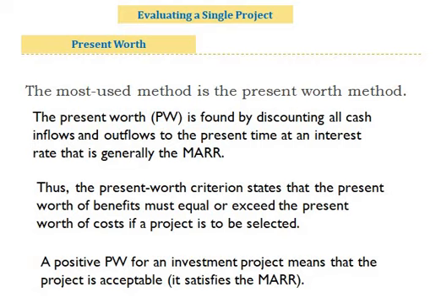The most used method for evaluation is the present worth method. We have learned previously how to get the present worth of any cash flow, which is done by discounting all the inflows and outflows to the present time. But this time we will be using the interest rate, which is the MARR. So I will say that the interest rate will be, let's say, 10%, which is the minimum attractive rate of return that the company is willing to take in order to do the project.